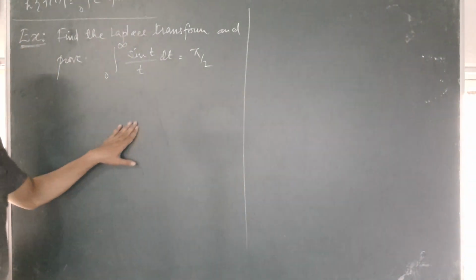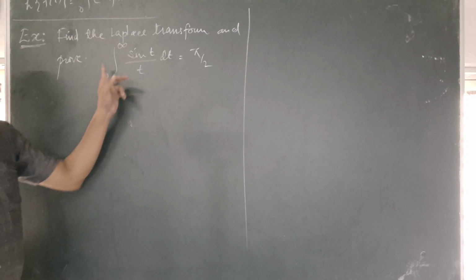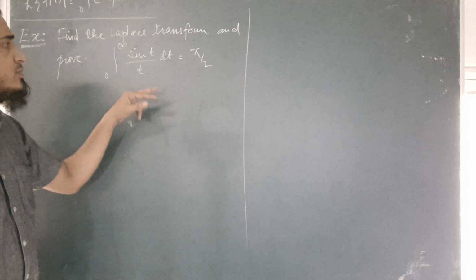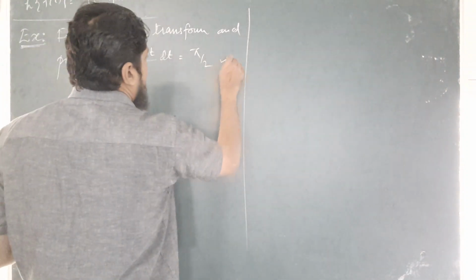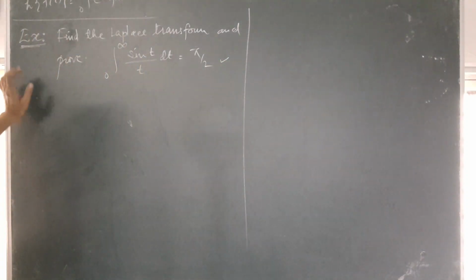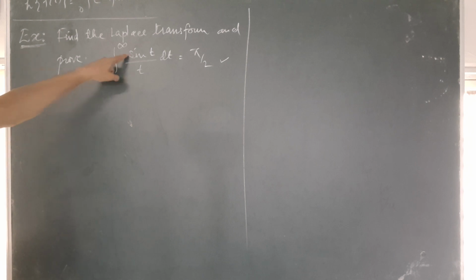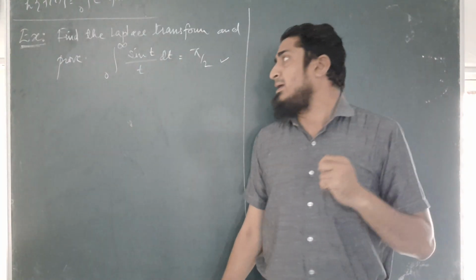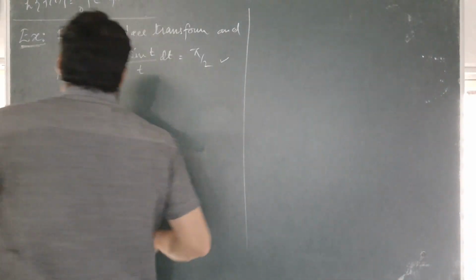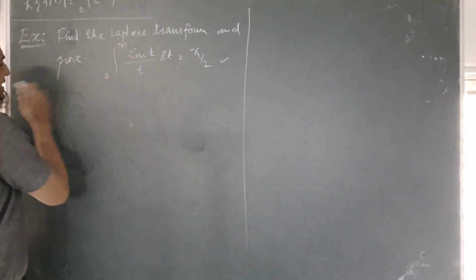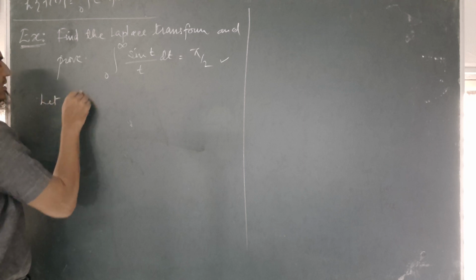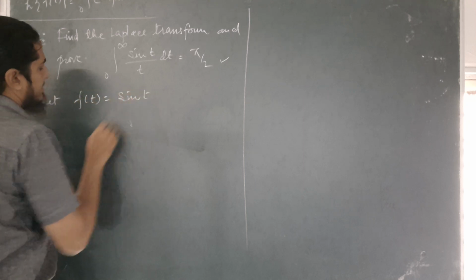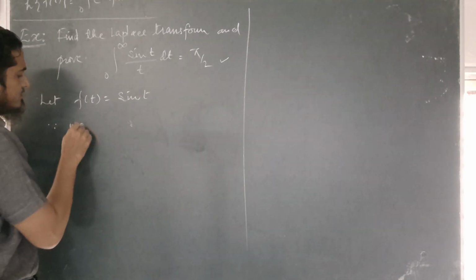Here we have the integration from 0 to infinity of sin t by t dt. We have to prove it becomes pi by 2. Since we have sin t by t, it means we have a function which is divided by t. So first of all, let f of t is equal to sin t.